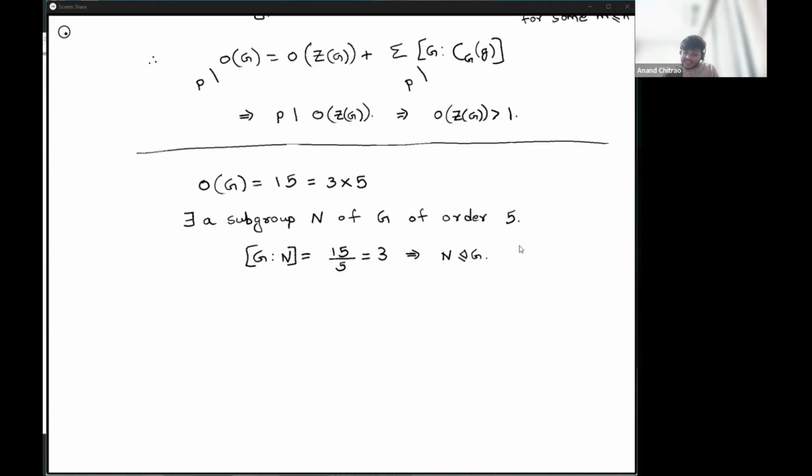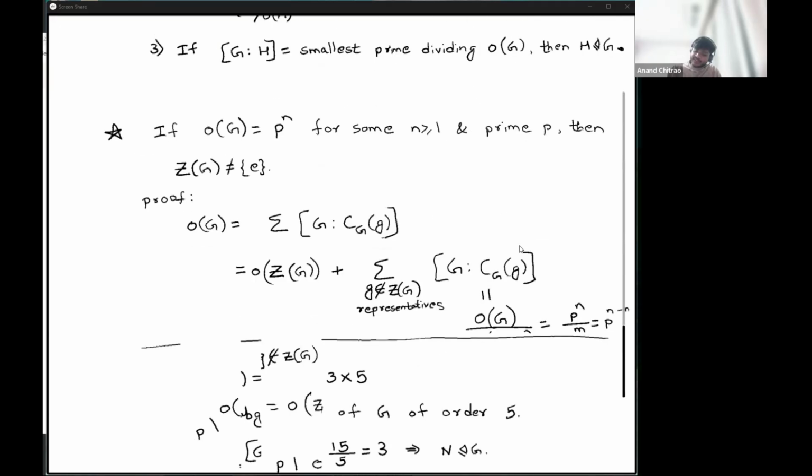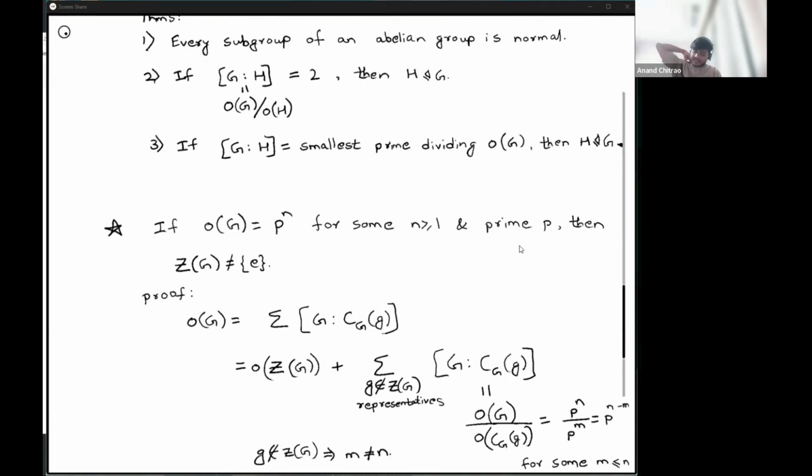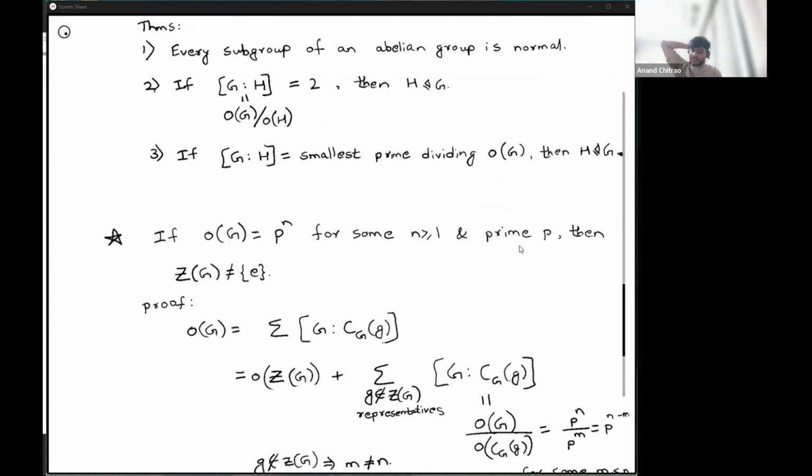So this result, the third theorem, which says that if you have a subgroup whose index in the group is equal to the smallest prime dividing the order of G, then H is normal, helps you classify groups of a given order. Along with some Sylow theorems, you'll be able to classify all groups of order p times q where p and q are primes.